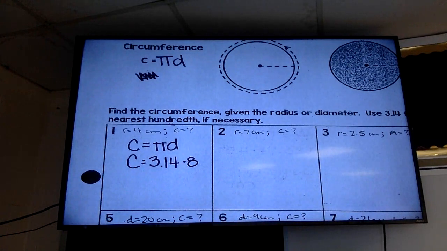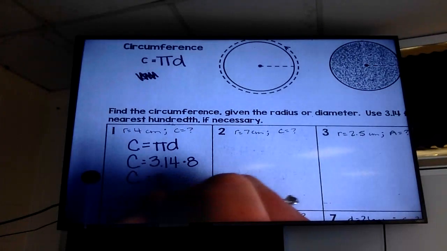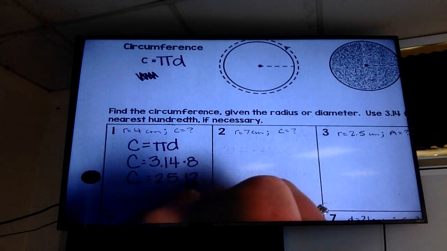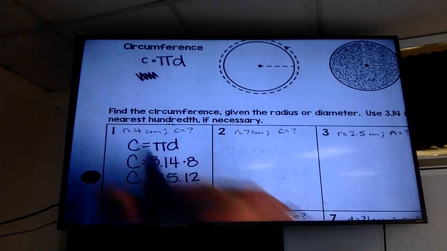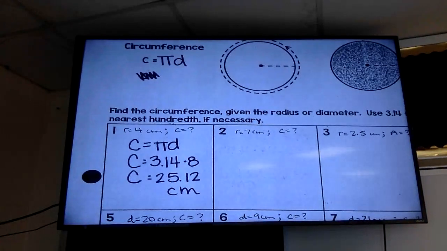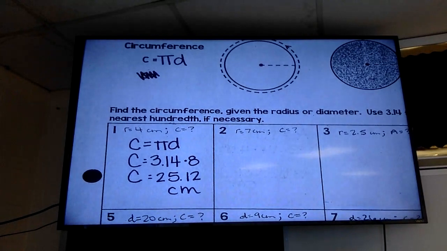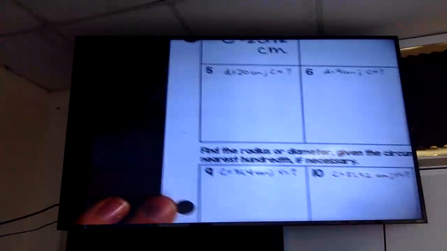And then I'm going to multiply it together. So 3.14 times 8. And I find out the circumference is 25 and 12 hundredths. And let's practice labeling so that we're ready for the test. Circumference labels are just the unit. So centimeters, the distance around that particular circle is 25.12 centimeters. Let's try one from the next section.